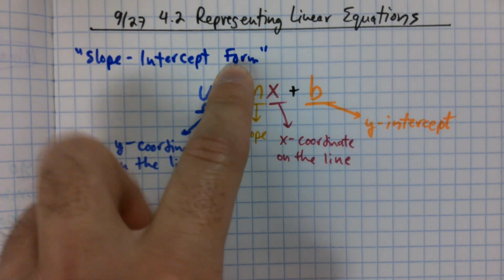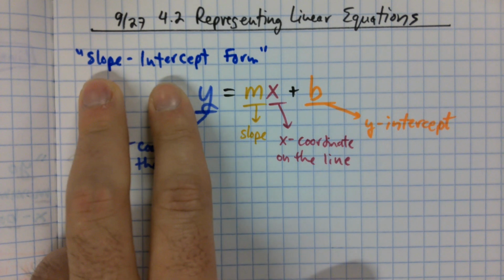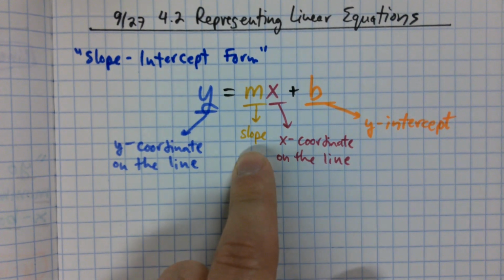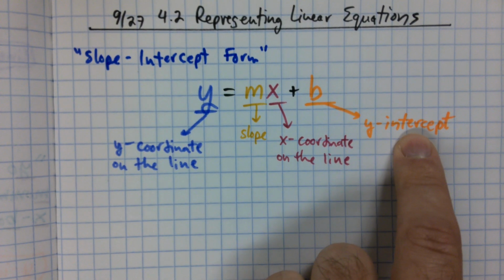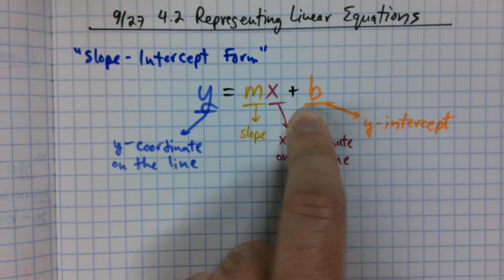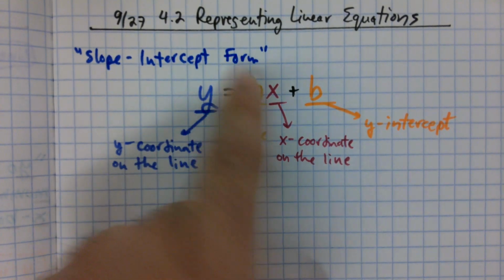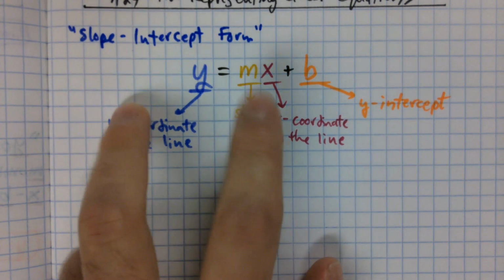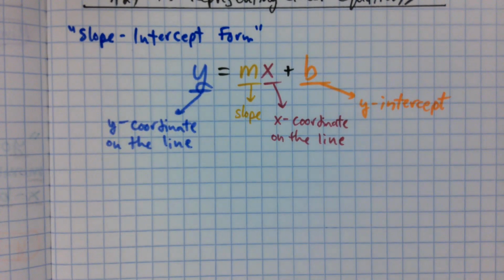Slope-intercept form. The two numbers that we're going to see are the slope, which is our m, and the y-intercept, which is our b. That's why it's called slope-intercept form. The x and the y, when we're writing out this linear equation, are going to stay as an x and a y, just like we saw.